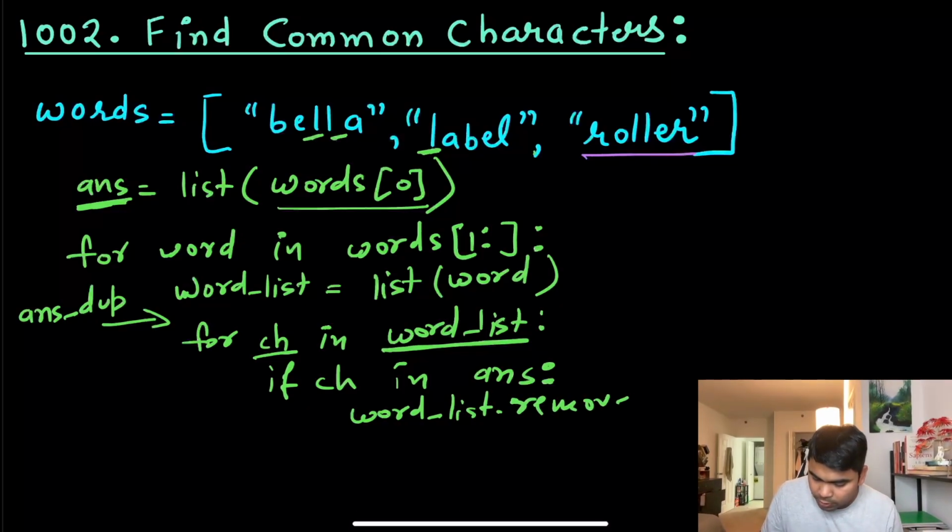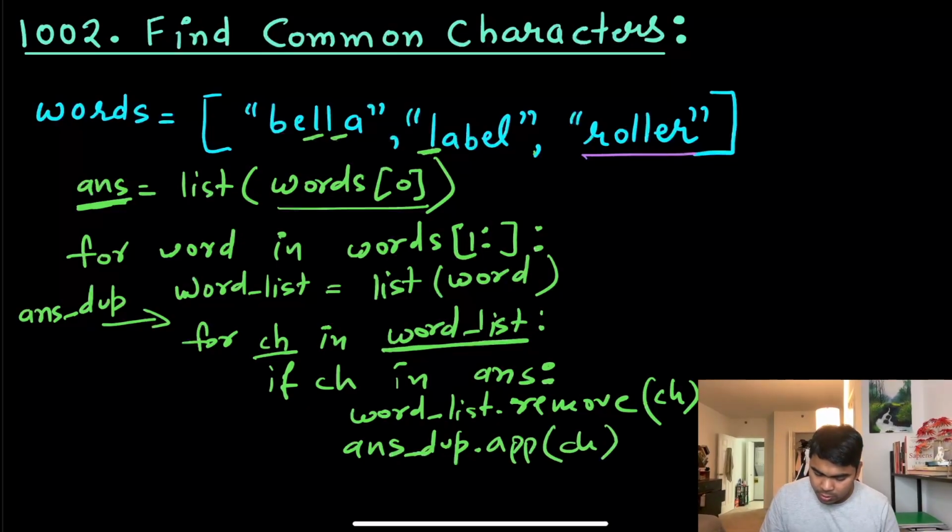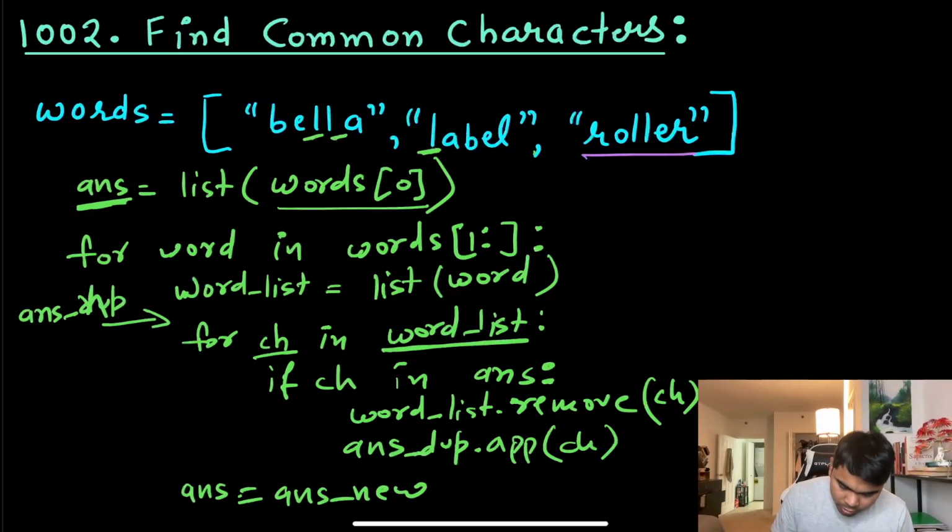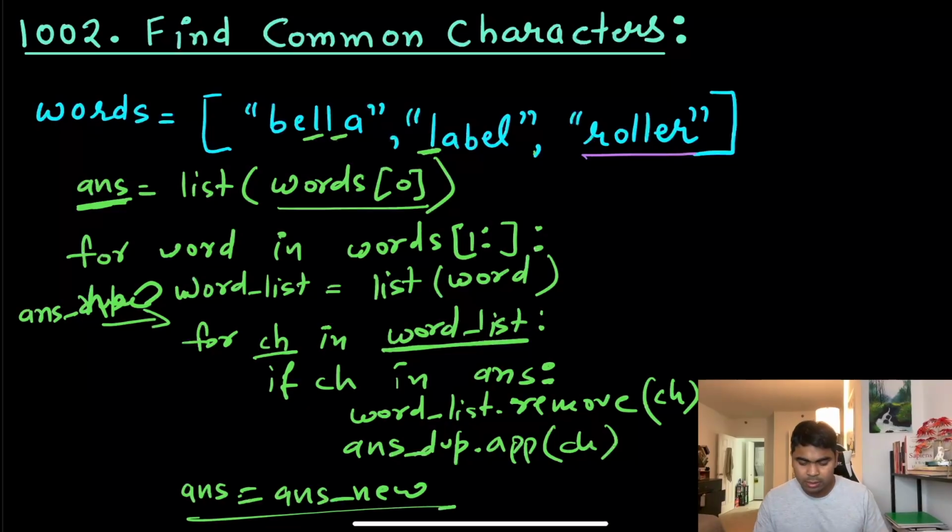I can just remove it. I just need to remove one occurrence. It doesn't have to be the same occurrence. So I'll just remove the ch, and then I will add that to my answer. So answer duplicate, or you can say re-answer or something, and then append that ch. And then in the end, when you come out of this for loop, you will assign that to your main answer. So answer will become the new answer. You could have called it new. So that will be the brute force.